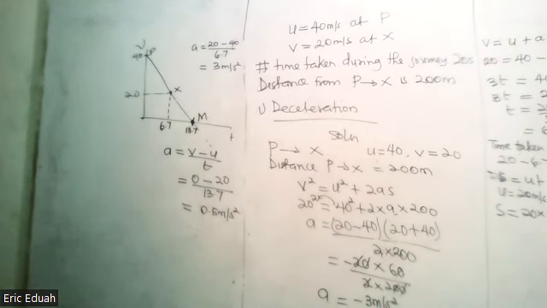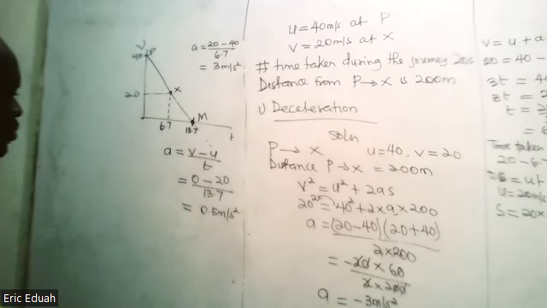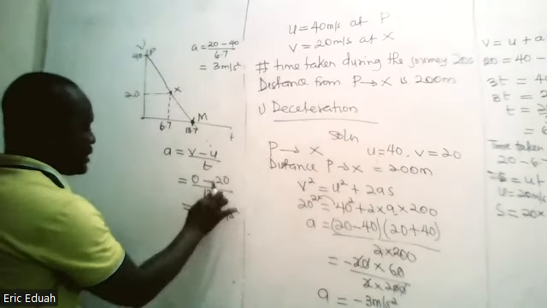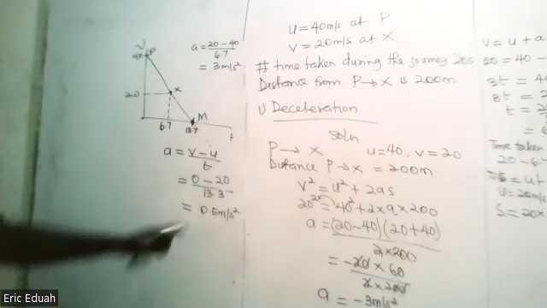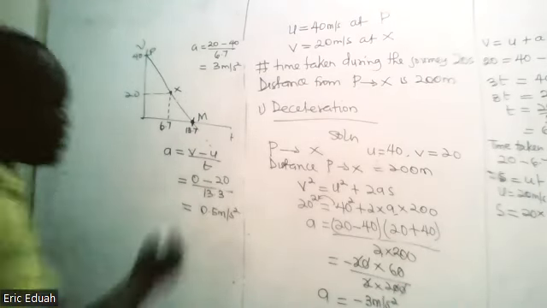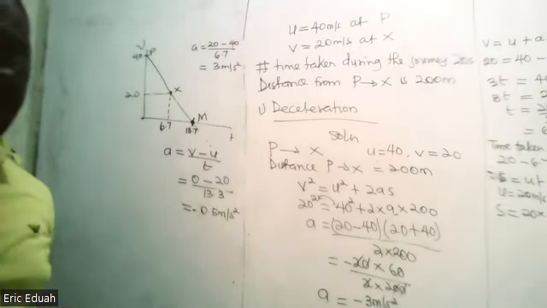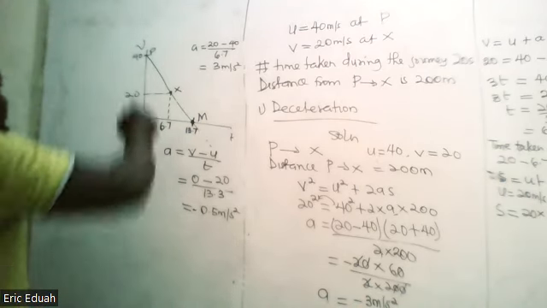Are you with me? Class, are you with me? Please, isn't it supposed to be 13.3? We calculated for it. It's 13.3. Thank you. Good. So when you divide, you have a deceleration of 0.5 meter per second squared. Are you okay with that?